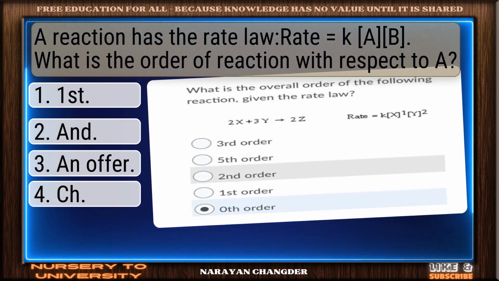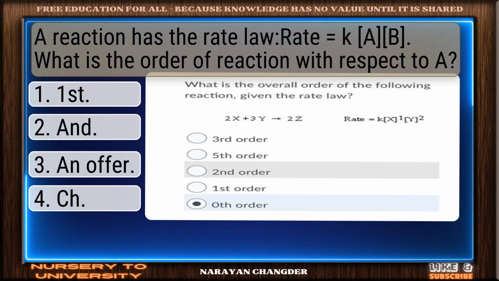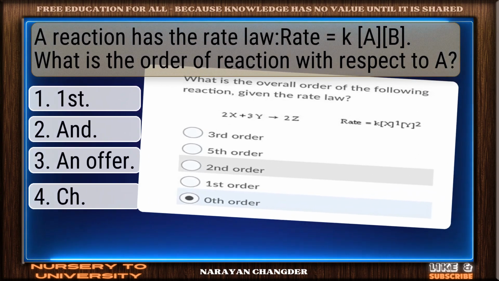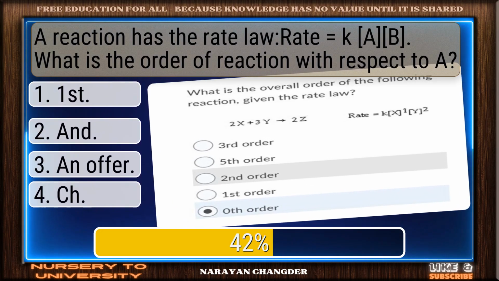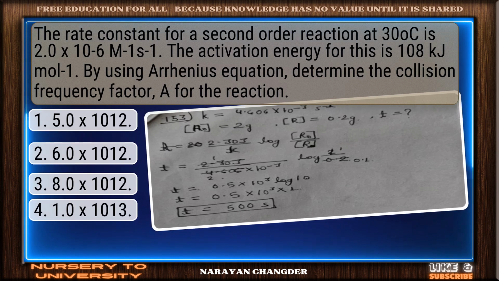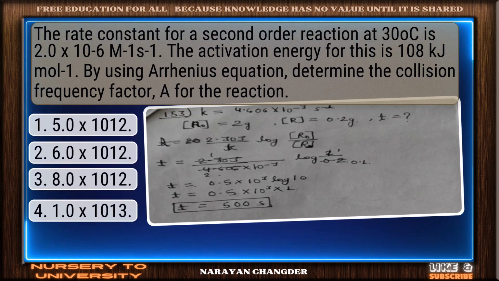A reaction has the rate law, rate equals k[A]. What is the order of reaction with respect to A? Option 1, first. Option 2, second. Option 3, zero. Option 4, C. Right choice, first.